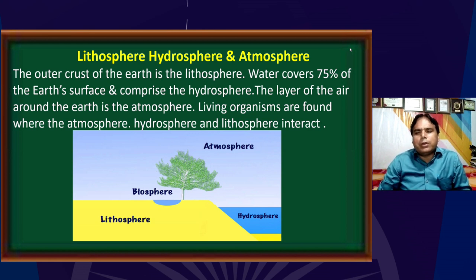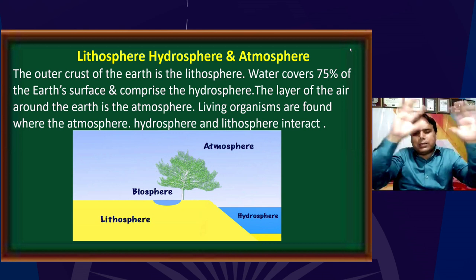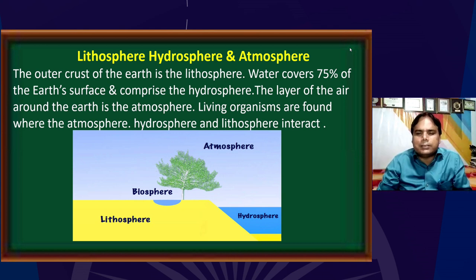So we can say about 75% of the earth's surface consists of water and comprises the hydrosphere. Hydro means water. So 75% around constitutes the hydrosphere. The layer of the air around the earth is the atmosphere. So earth ke charon taraf jo layer paayi jaati hai usse hum atmosphere kehte hain. Aur various living organisms are found on the earth, in the atmosphere, in the hydrosphere, in the lithosphere.